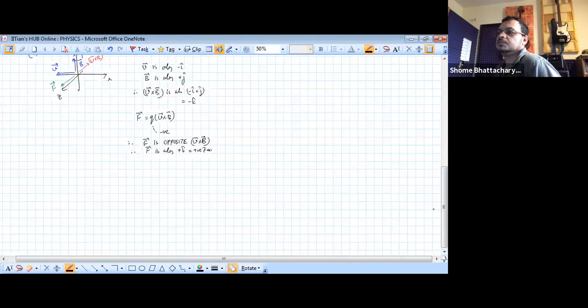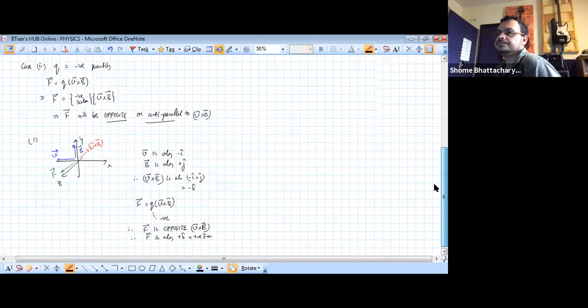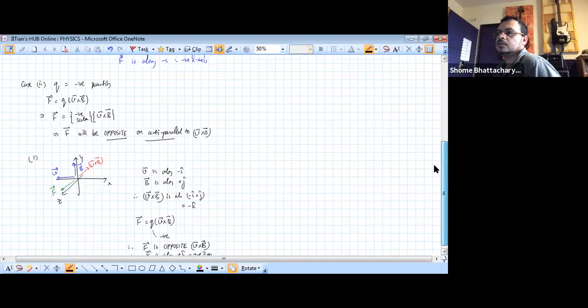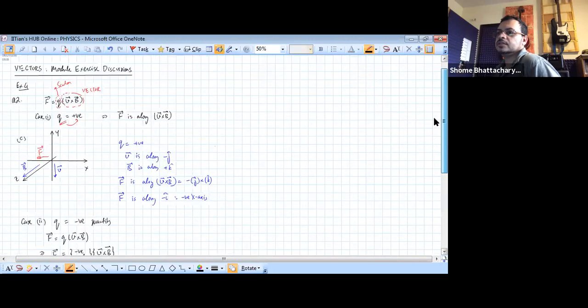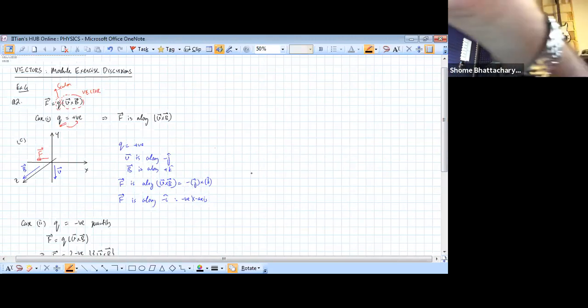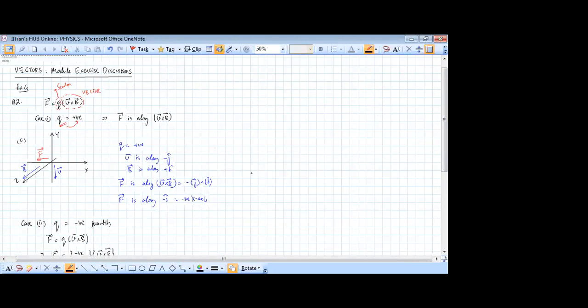Let's minimize this a little bit so that you can see the whole thing. And okay, so we'll take down these two parts and similarly work it out for the others also. So q अगर negative होगा तो F का direction कैसे होगा? It will be opposite to v cross B. Okay, good, Shikhar.